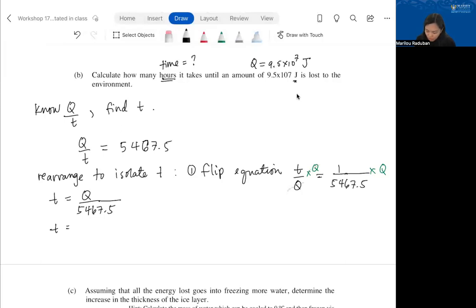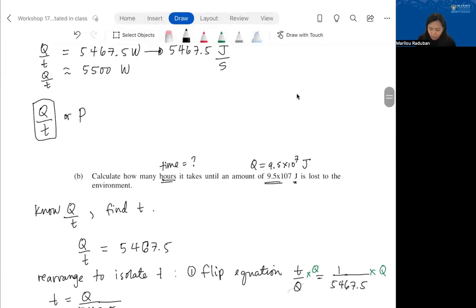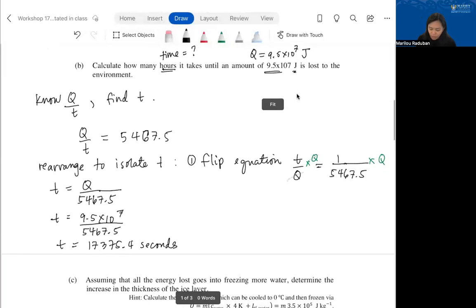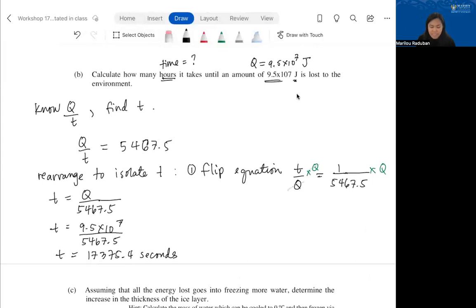Yeah. So the amount of heat that you want is 9.5 times 10 to the 7 joules divided by the rate 5,467.5 will give you a time. This one will be 17375.4. The unit here will be seconds, right? Because the unit you had for 5,467.5 is joules per second. And so if you calculate the time, it will give you a time in seconds.